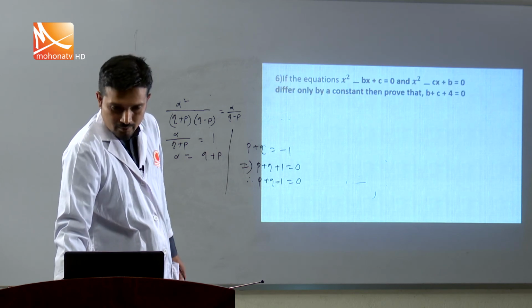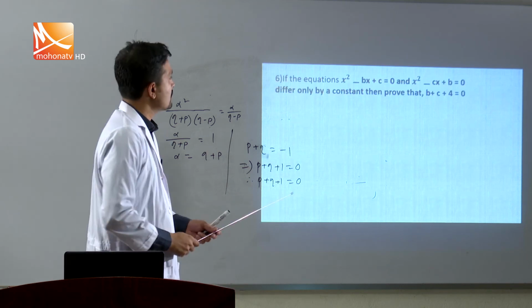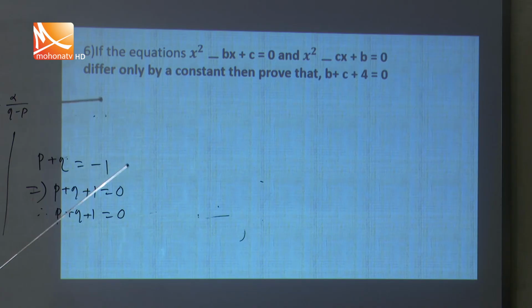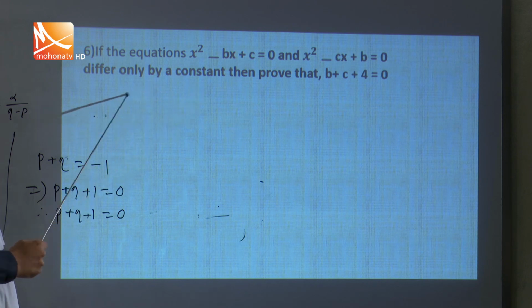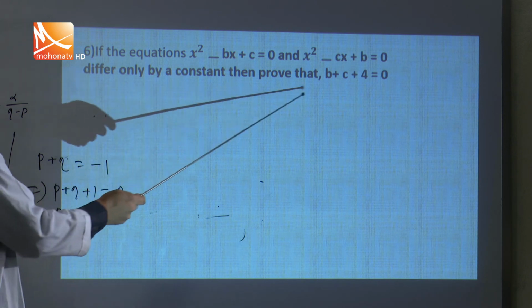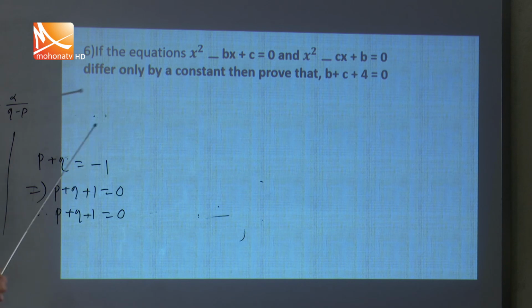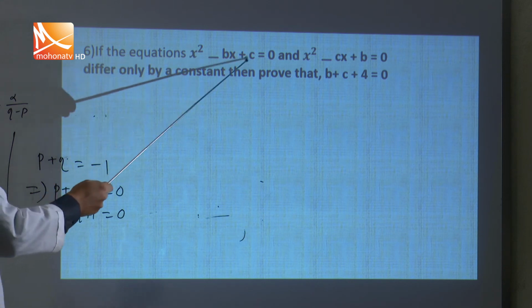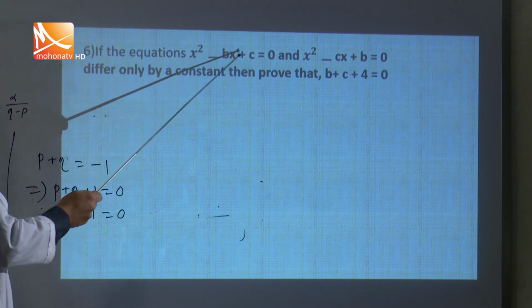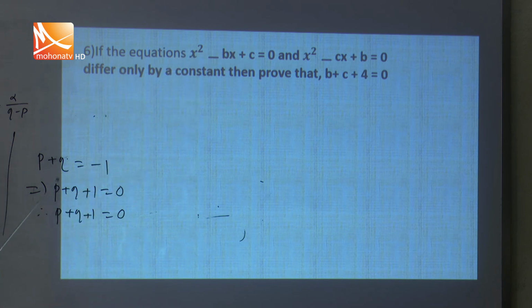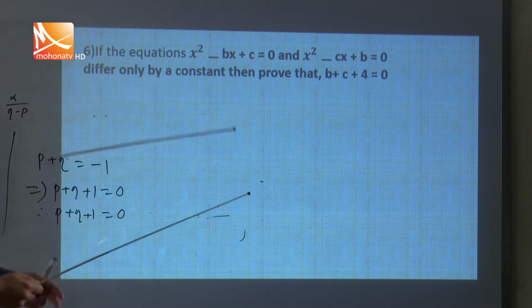Next problem, similar problem. If the equations x square minus bx plus c and x square minus 6x plus b differ only by a constant, then prove that b plus c plus 4 equals 0. Similar problem: alpha and beta are the roots of the first equation, gamma and delta of the second, and they differ only by a constant. That means alpha minus beta is a constant k and gamma minus delta is k. Then you solve the problem.